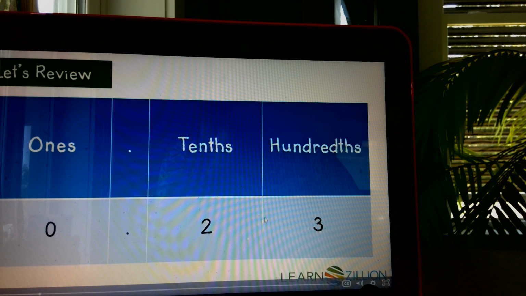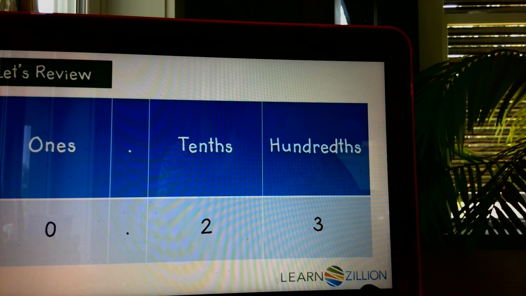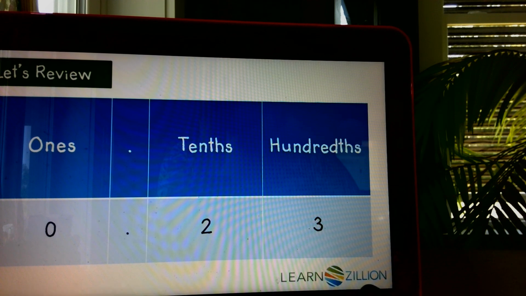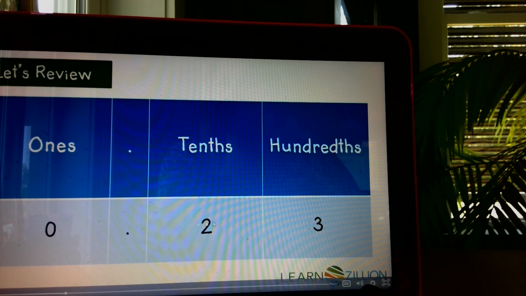To the right of the tenths place is the hundredths place. The hundredths place indicates that the same whole has been split into 100 pieces. So a digit in this place indicates how many pieces of that size we have. In this number, the 3 in the hundredths place shows that we have 3 pieces of 1/100th size. We read this number as 23 hundredths.